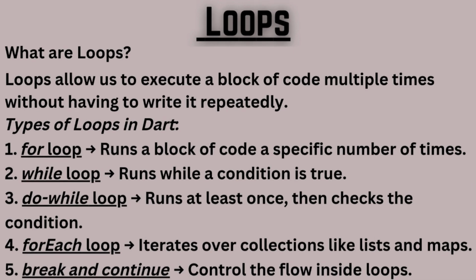Loops are a fundamental part of programming, helping us automate repetitive tasks efficiently. Dart provides several types of loops, each serving a specific purpose. First is the for loop, which runs a block of code a fixed number of times. Second is the while loop, which runs as long as a condition remains true. Third is the do while loop, which executes at least once before checking the condition. Fourth is the for each loop, which iterates over collections like lists and maps. Fifth is break and continue, which control the flow inside loops by stopping or skipping iterations. Each of these loops is useful in different scenarios, and we'll explore them in more detail.